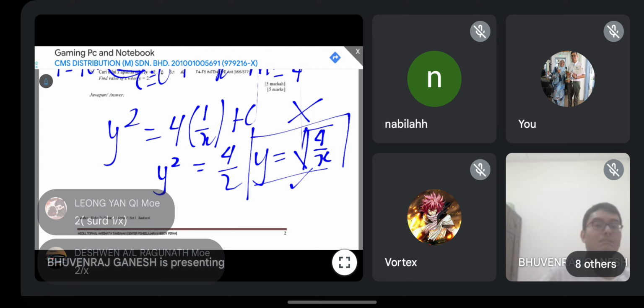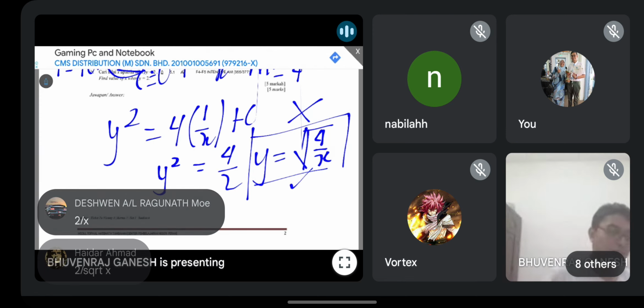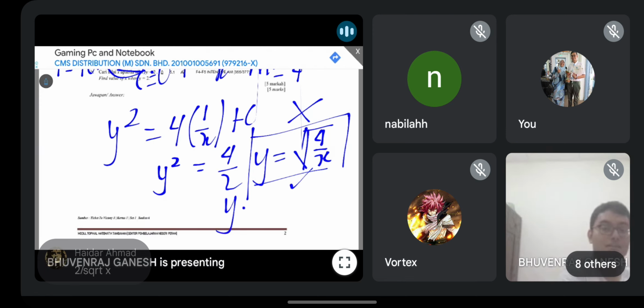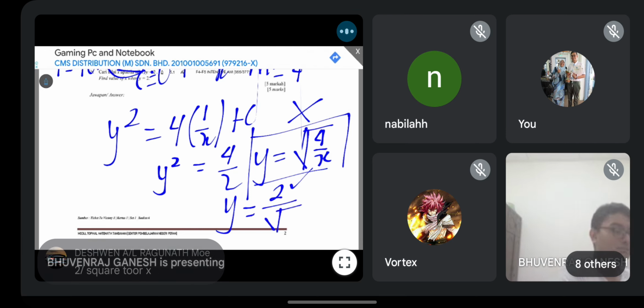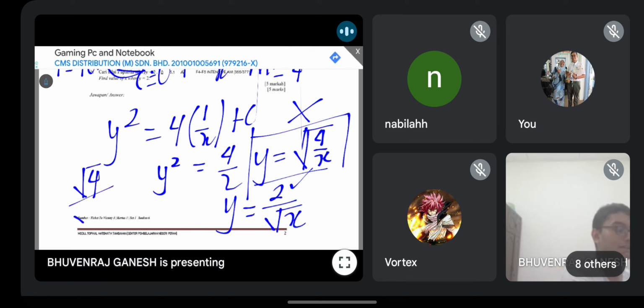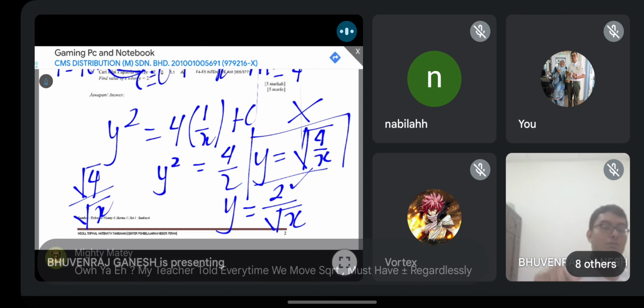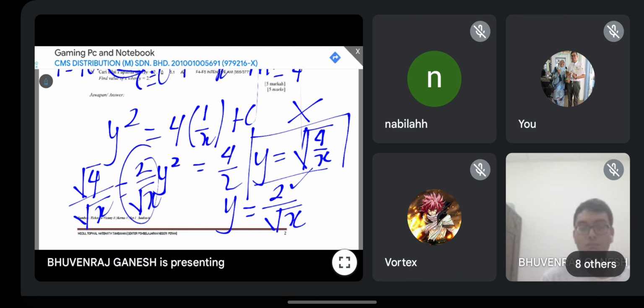Wait, let me see. Yeah, correct. Okay, Yanchi got the correct answer, or 2 over square root x. That's when square root. Okay, because you can apply the third law. Guys, you can always relate the chapters. Hubung kaitkan antara bab. So you can split it to square root 4 over square root x, which is equal to 2 over square root x. So this is your answer.